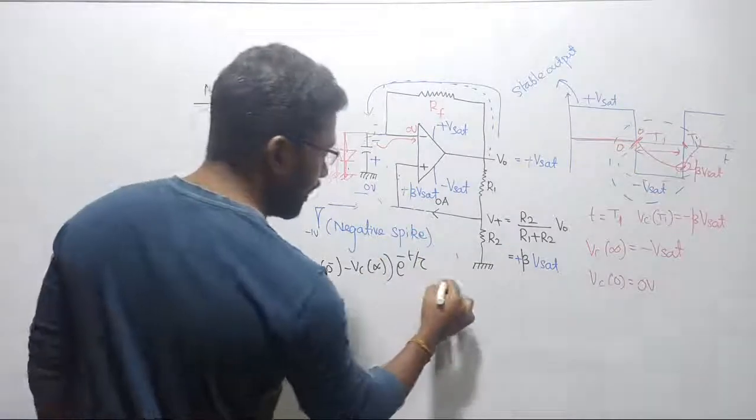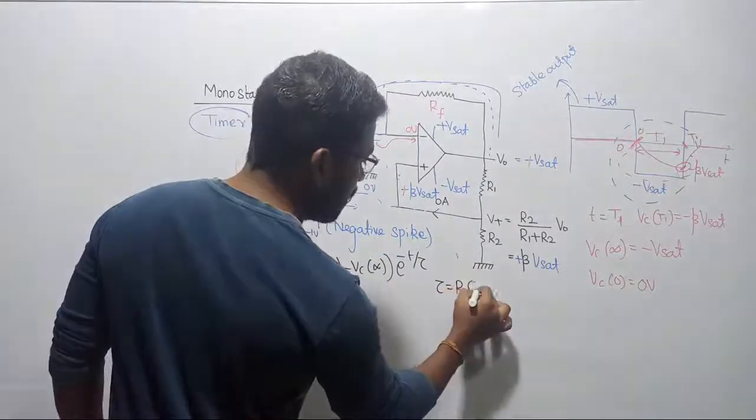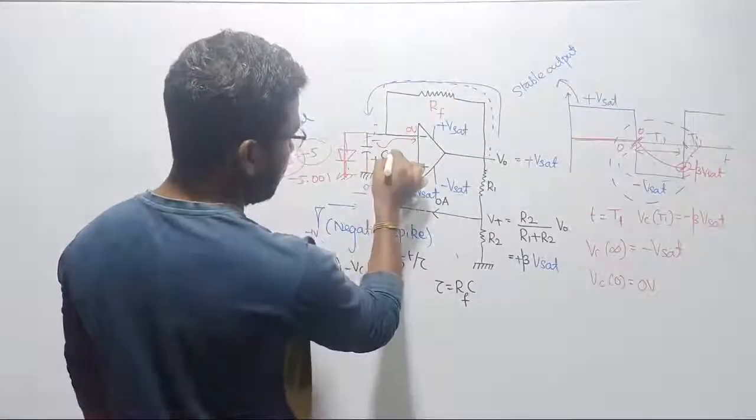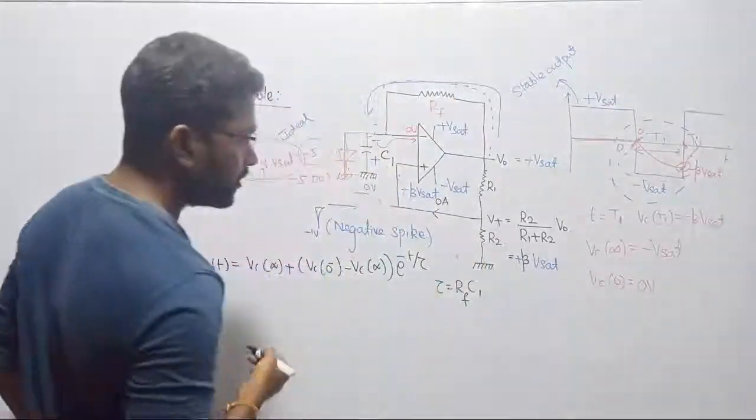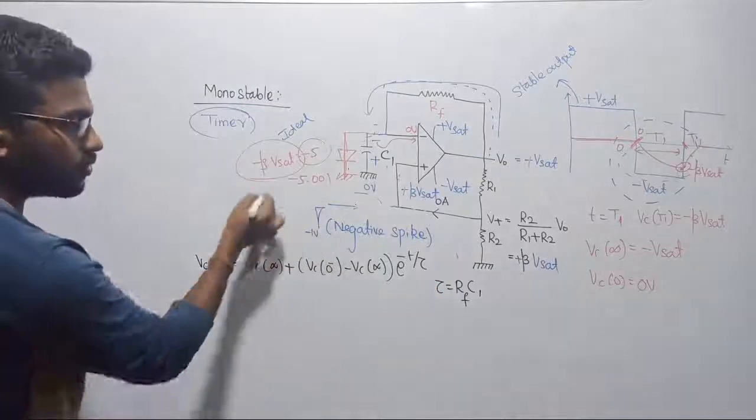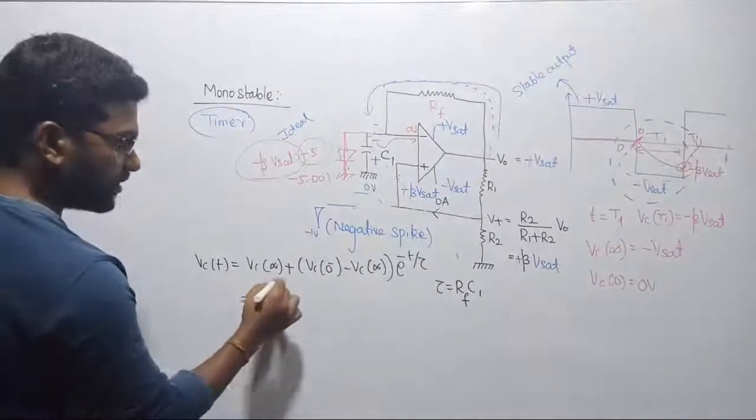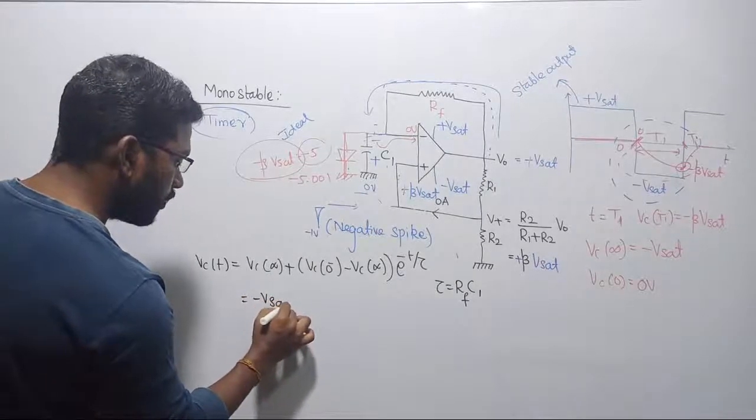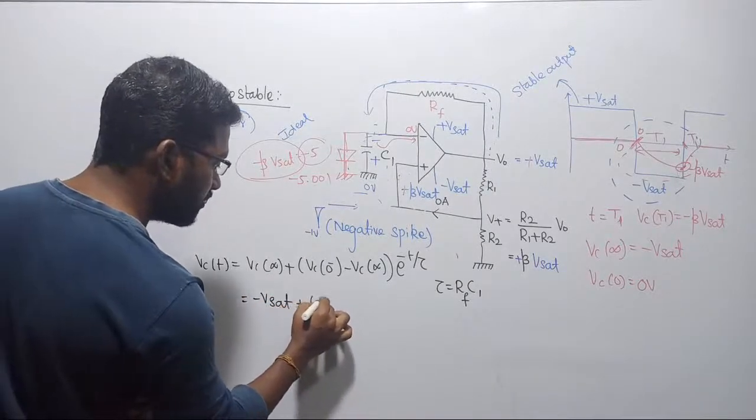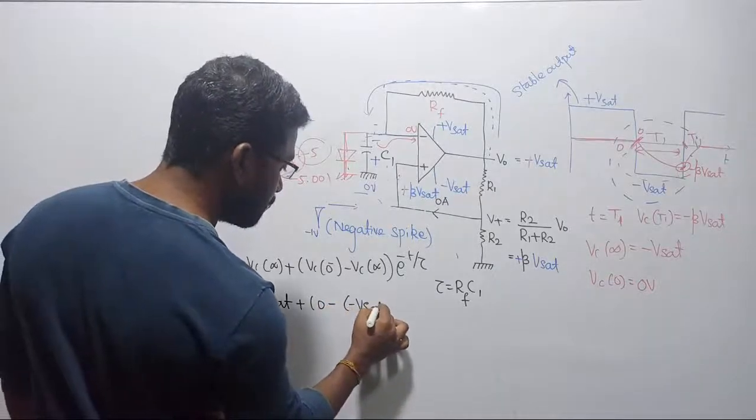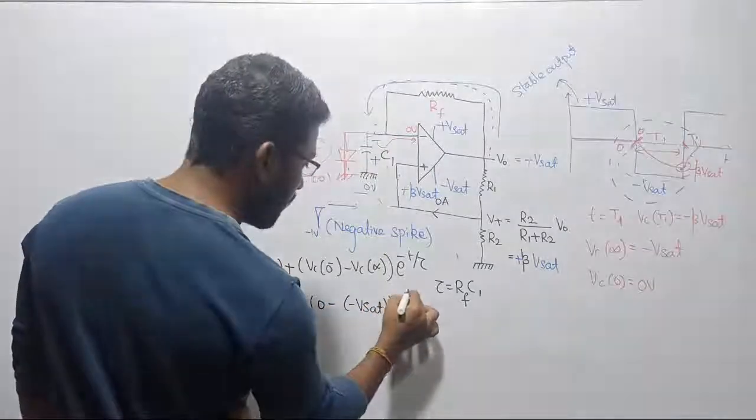Tau is the time constant. Tau is equal to RC. R is the feedback resistance, this one. This is the capacitor. I think we are calling it C1, yes, C1. That is much better, because there was one more spike circuit. Fine, let me substitute all the values. Final voltage is minus Vsat, plus initial voltage 0 minus final voltage minus Vsat, into e power minus t by tau.